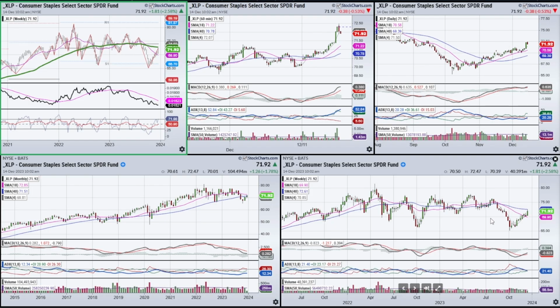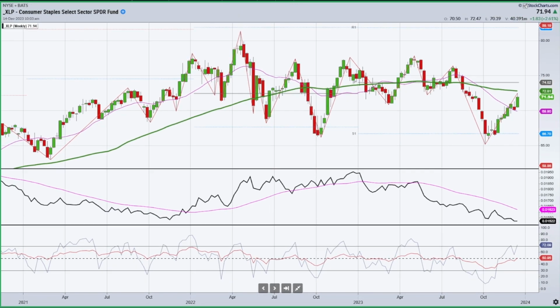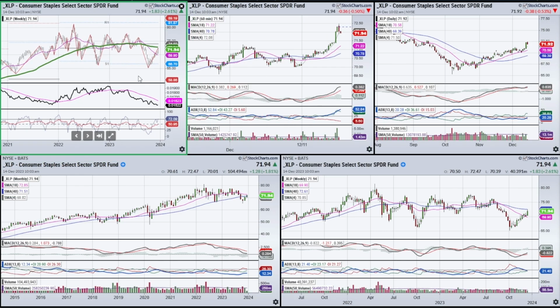Now the XLP is showing some signs of life, but there are no signs of improvement on a relative basis. This is still hanging near its lows. Not really all that attractive, and I think there's a lot of overhead resistance, although I do think this XLP could probably get up to 75.